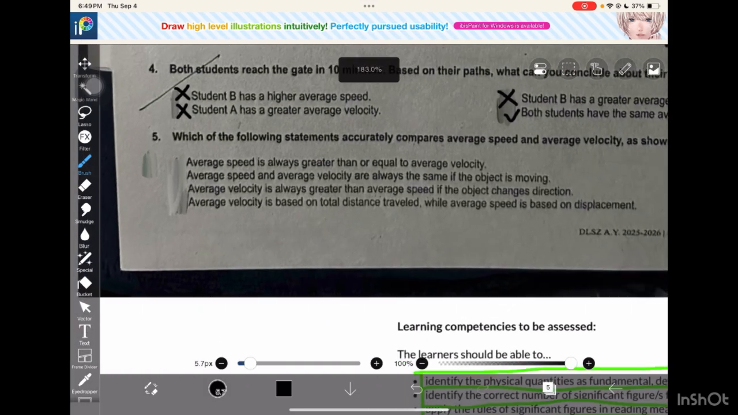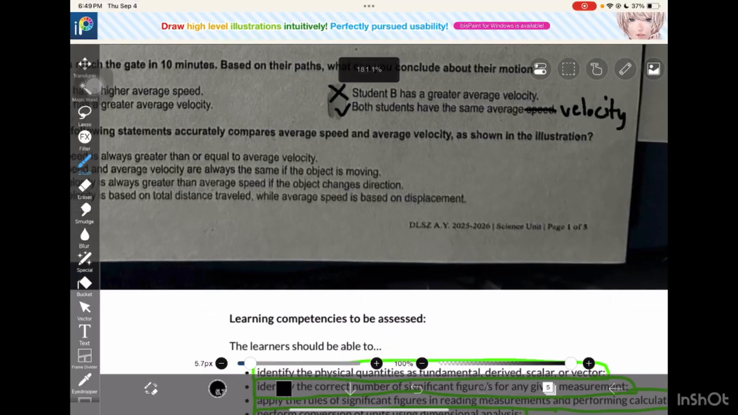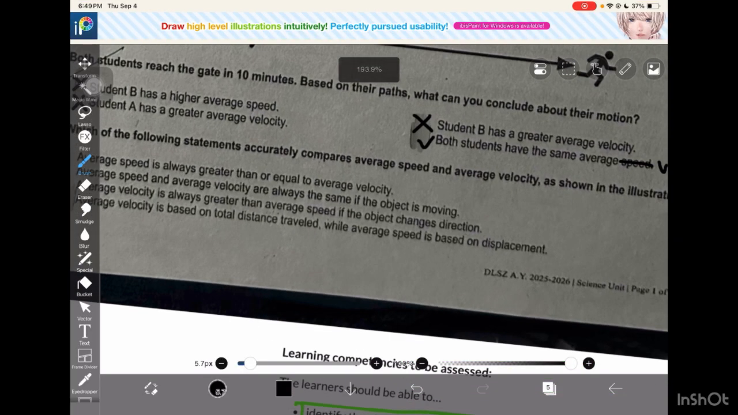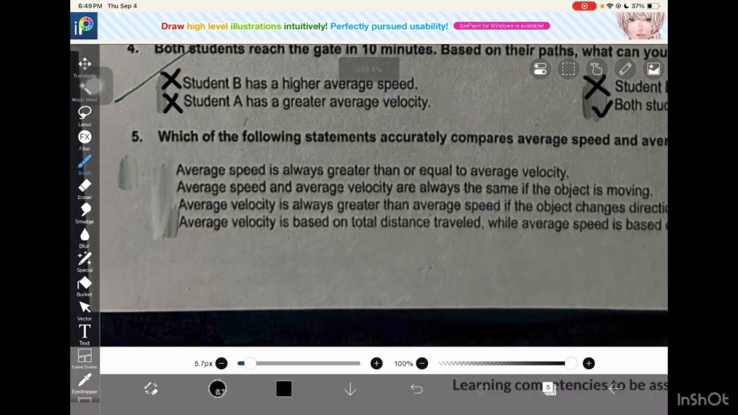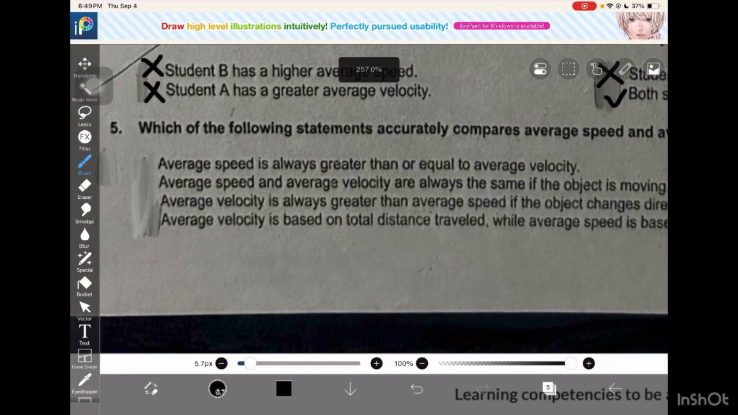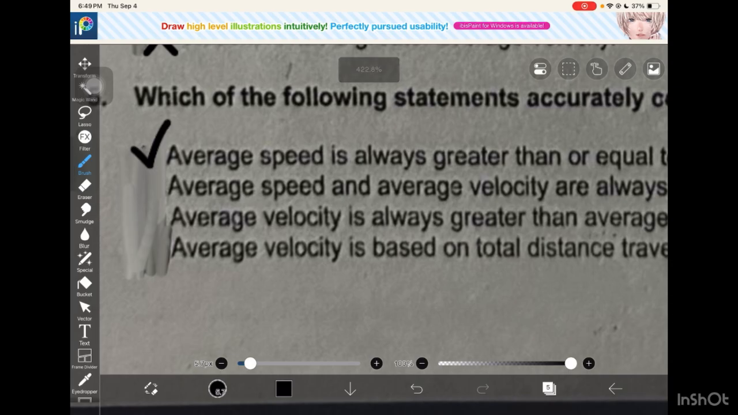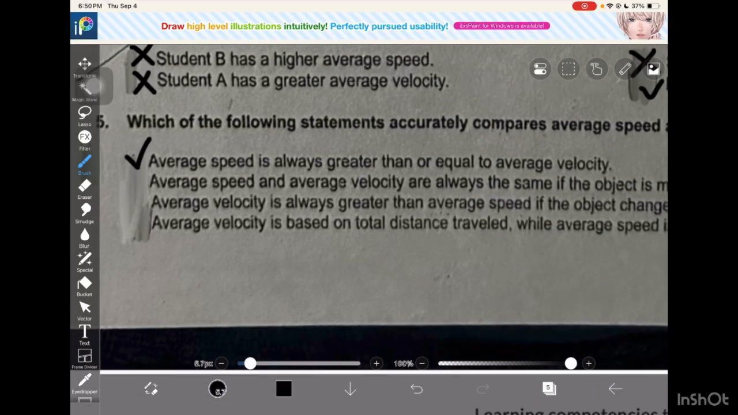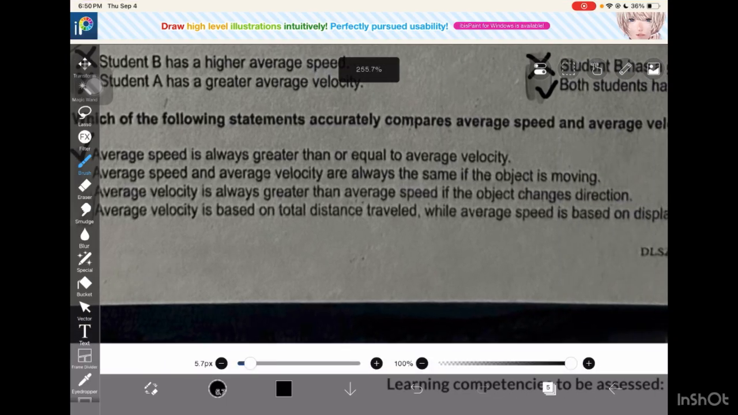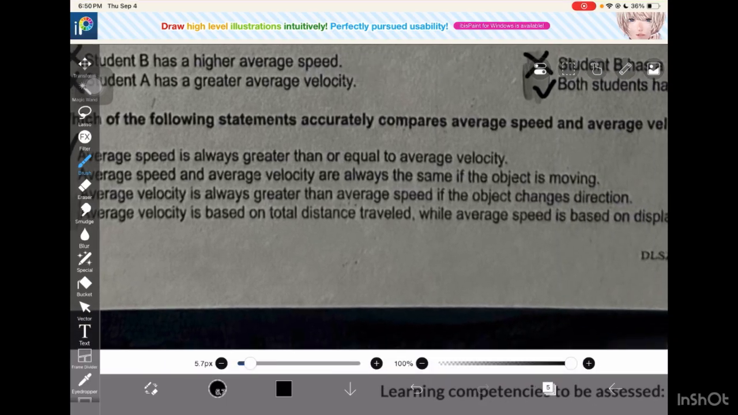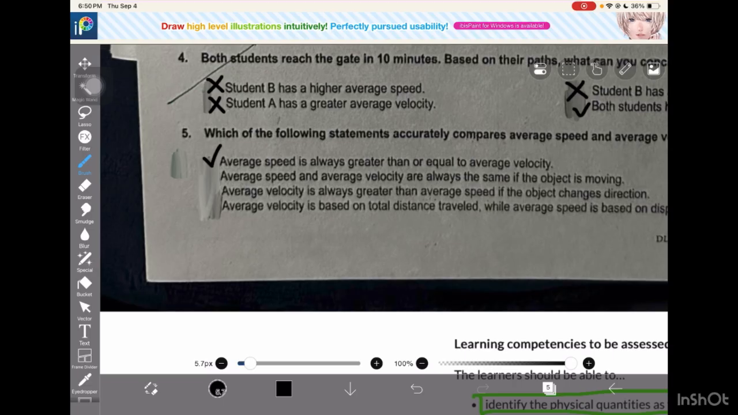Okay, fifth. Which of the following statements accurately compares average speed and average velocity as shown in the illustration? Average speed is always greater than or equal to average velocity. This is true because in our relation, to find speed, we have total distance, and for average velocity, we need total displacement. So total distance is greater than or equal to the total displacement. And this applies here to their moving counterparts.